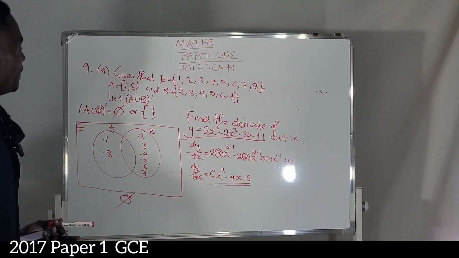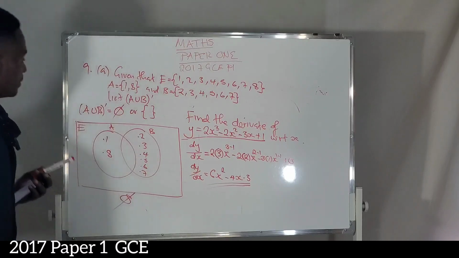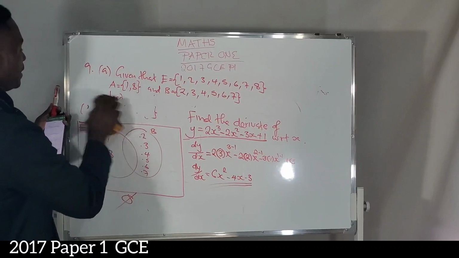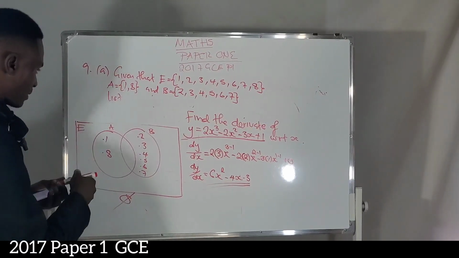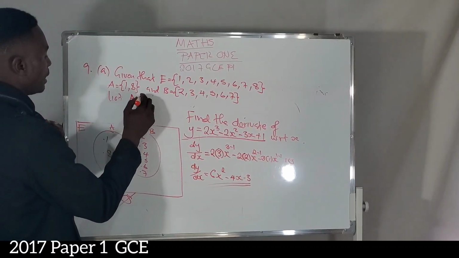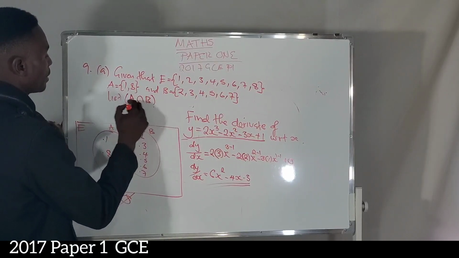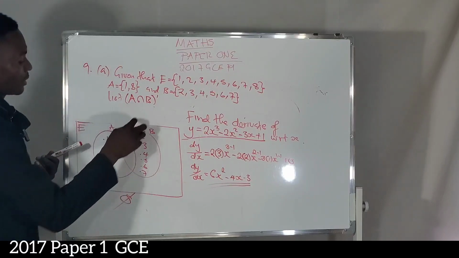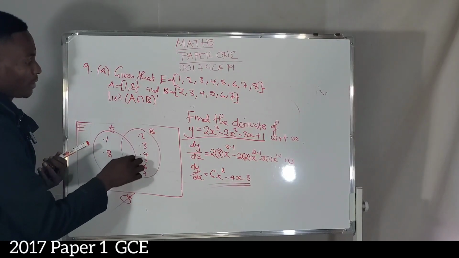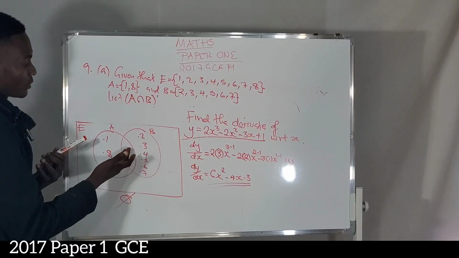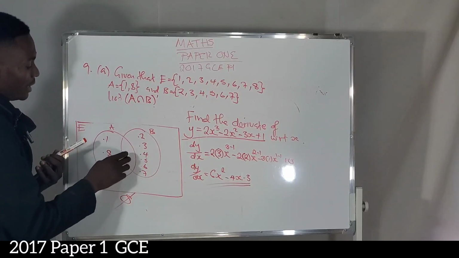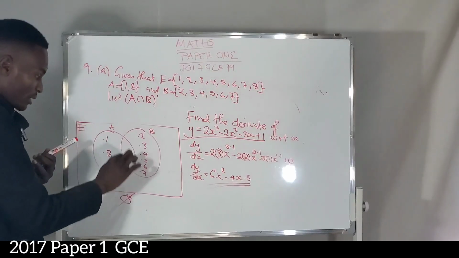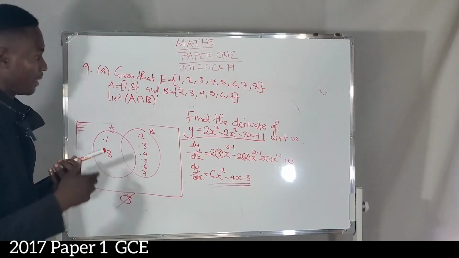Now, what if they say not A union B, but A intersection B complement? It means remove what is common in A and B, and you have nothing in common. So when you remove what is common, you remain with 1, 2, 3, 4, 5, 6, 7, 8, because there's nothing that is common here.